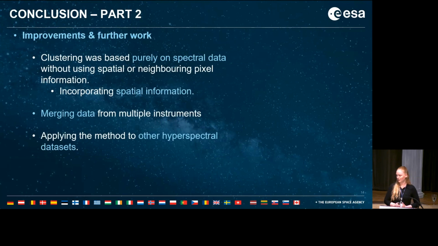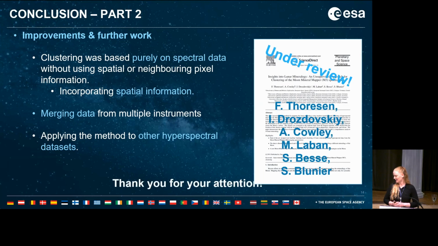Furthermore, I also want to highlight what you could do as improvements or further work. So this clustering is based purely on the spectral data without using any spatial or neighboring pixel information. So that might be used in the future, or merging data from multiple instruments would be interesting as well. And applying this method to other hyperspectral data sets. And we also have a paper under review, so hopefully you'll be able to read about these results soon.